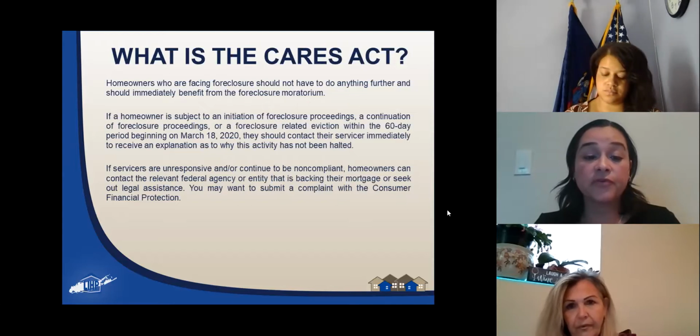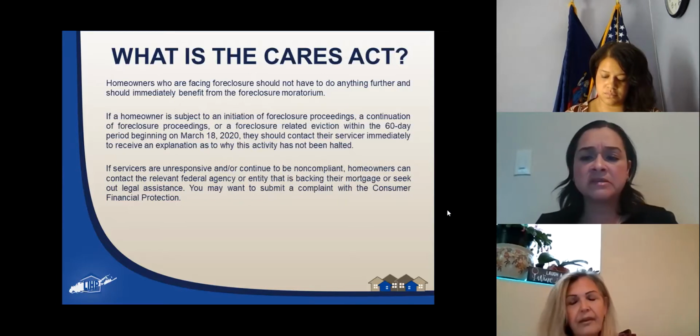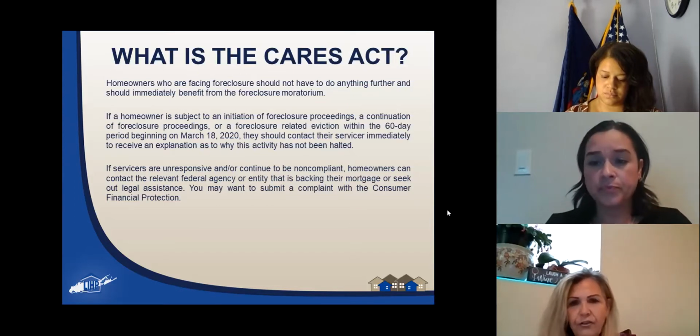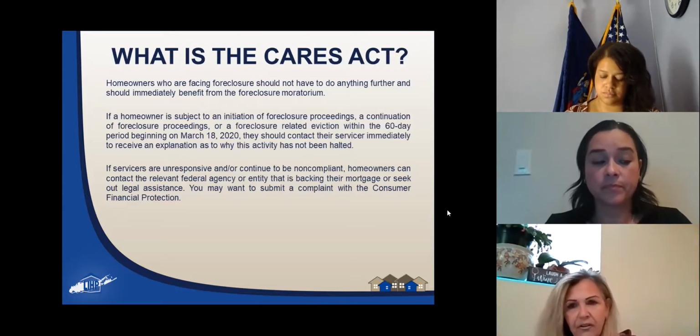Okay. If servicers are unresponsive or continue to be non-compliant, homeowners can contact the relevant federal agency or entity that is backing their mortgage or seek out legal assistance. But I think a lot of them are being responsive. Yeah, they are. And you can also reach out, if it is a Fannie, you reach out to Fannie Mae. If it's an FHA, you can reach out to FHA. All those numbers are going to be at the end of the presentation.